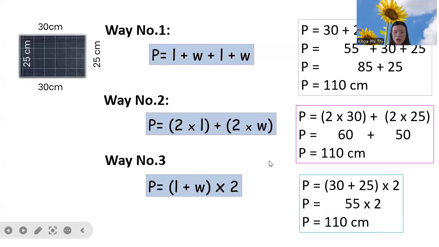Excellent, children. All three ways give us 110 centimeters. Let's give a big applause to all the groups for explaining their formulas clearly and correctly. Great job.